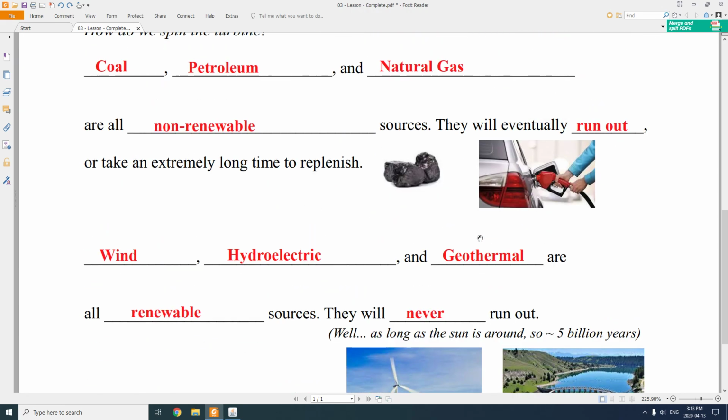Now, there's certainly different pros and cons of these different sources, right? I briefly mentioned some, but in the next activity, you'll look into them a little bit more.